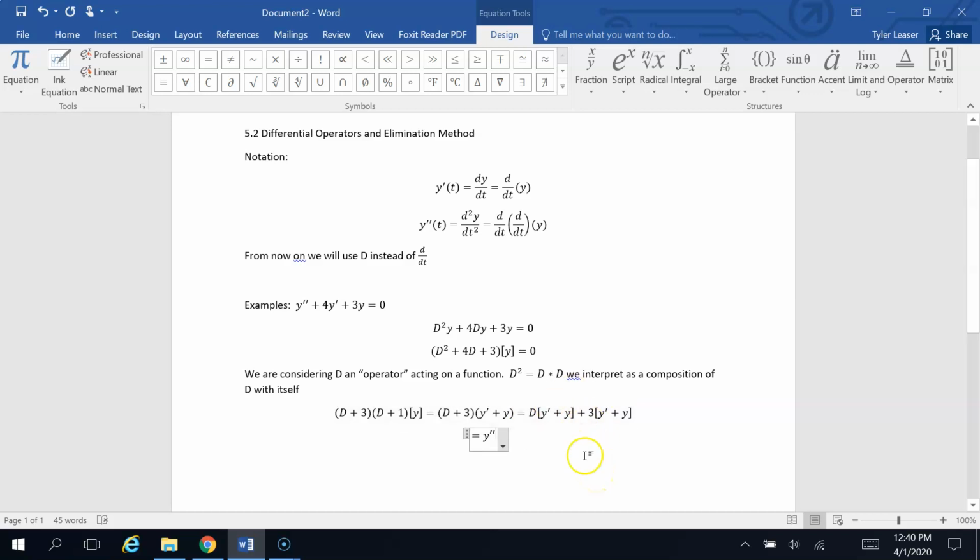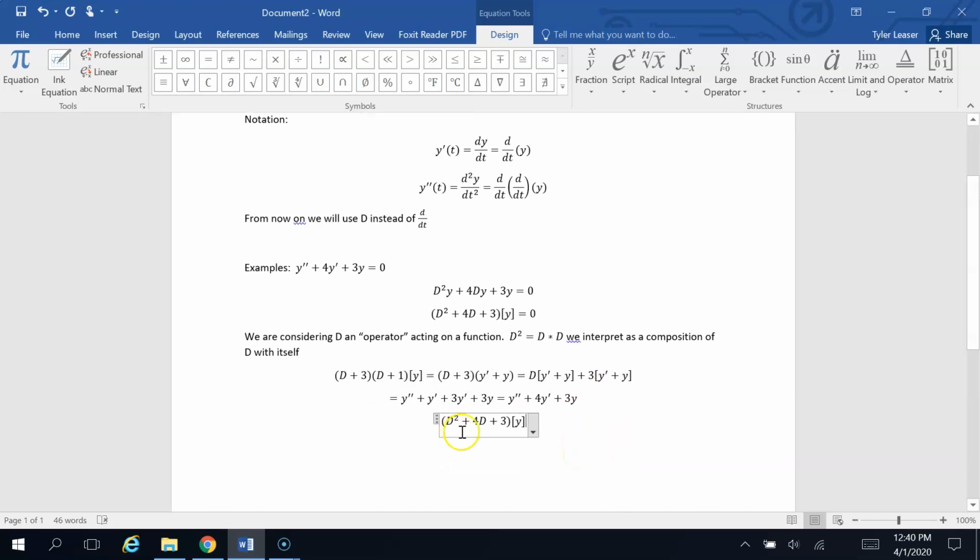Okay, this D onto the y prime is going to be the second derivative. D onto the y is the first derivative. Plus 3 on y prime is still just 3y prime, and then 3 on y is just 3y. Combining like terms together, we get y double prime plus 4y prime plus 3y. If I wanted to write this out as its own operator, this would be D squared plus 4D plus 3 operating on the function y.